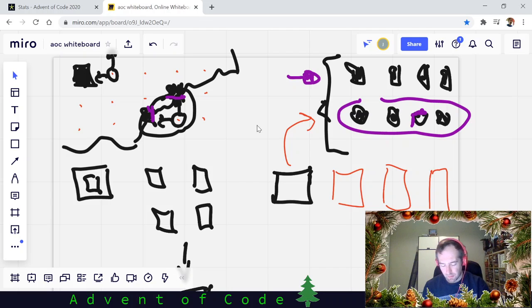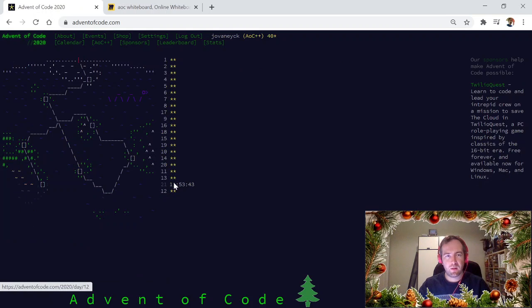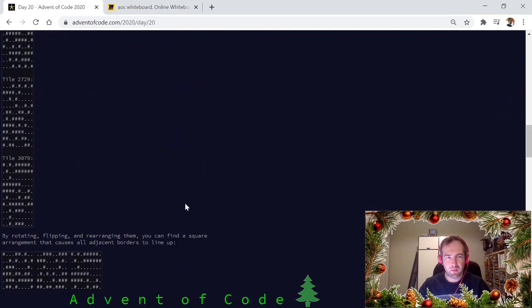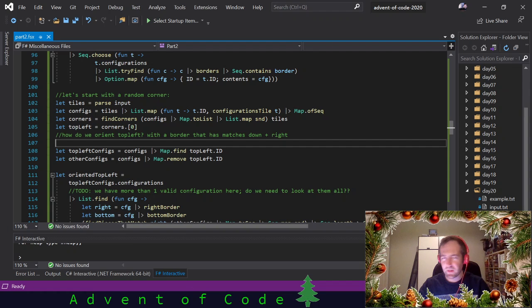And then you find the sea monsters. You can calculate how many of the spaces are, what was it, rough waters, and then you just subtract the number of monsters or pixels that make up a monster, and that's how you end up with 2 gold stars.